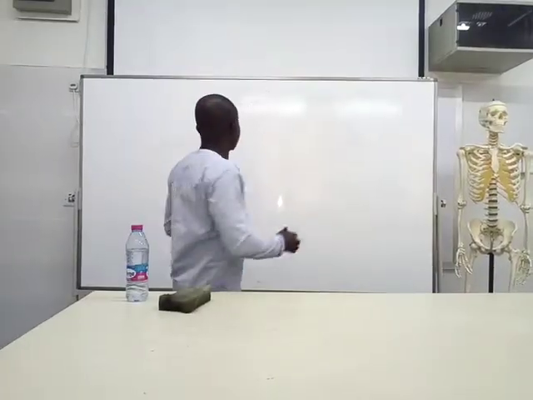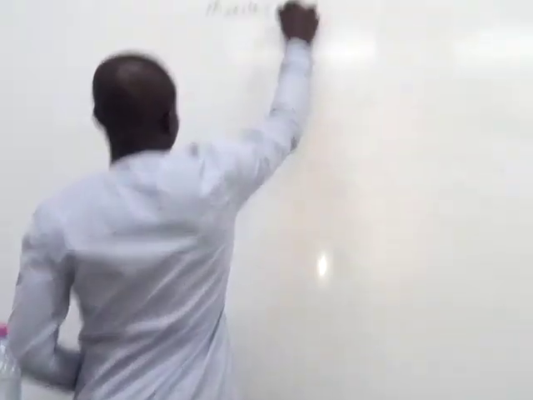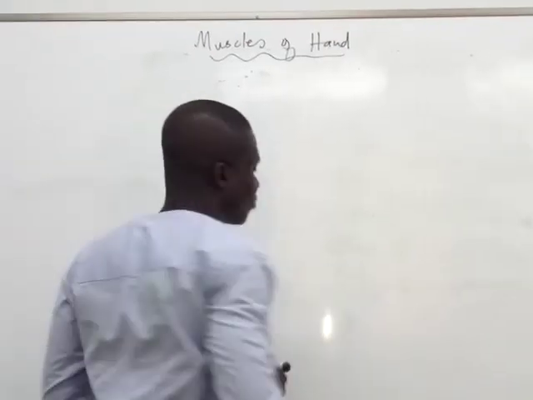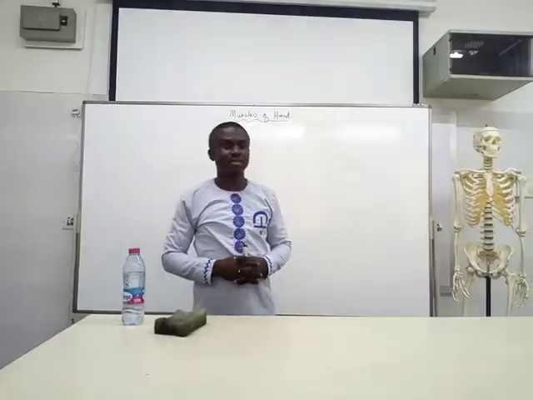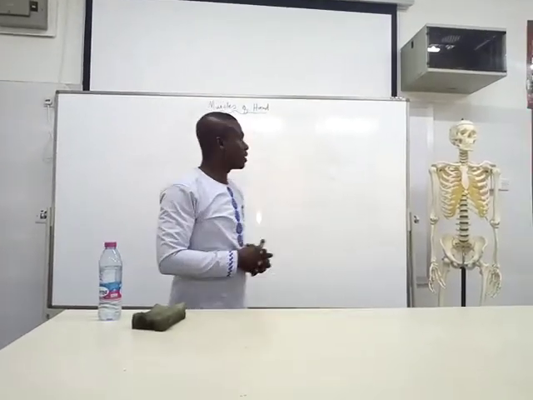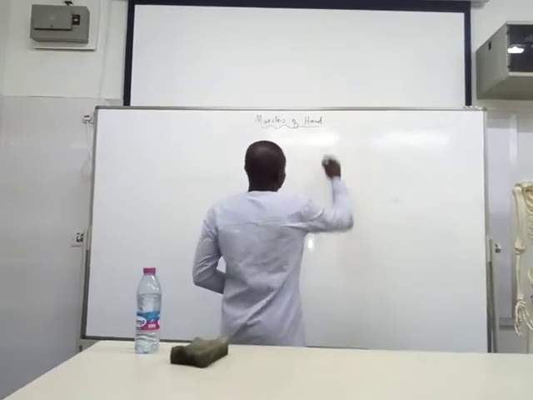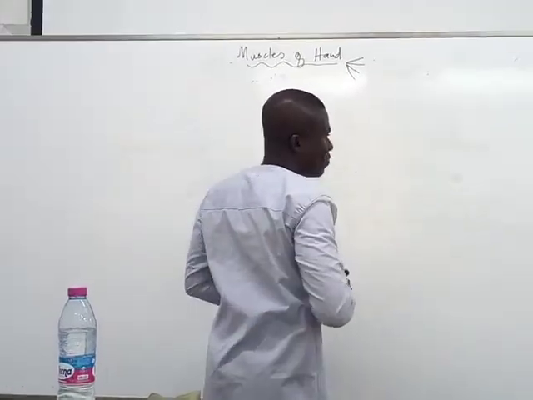Welcome to today's tutorial. Now we want to look at the muscles of the hand. Now roughly we have about 20 muscles of the hand. Well, it could be 19, but usually we have about 20 muscles of the hand. And these muscles are organized into about 5 groups.